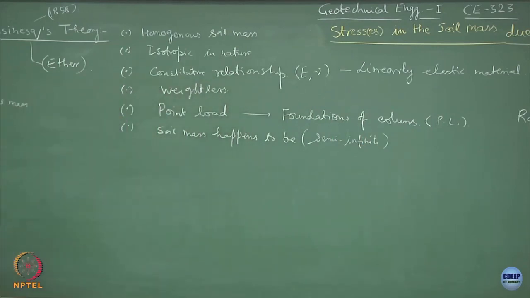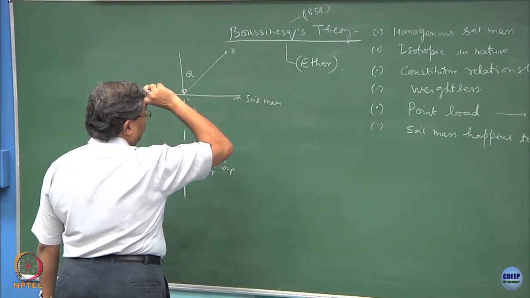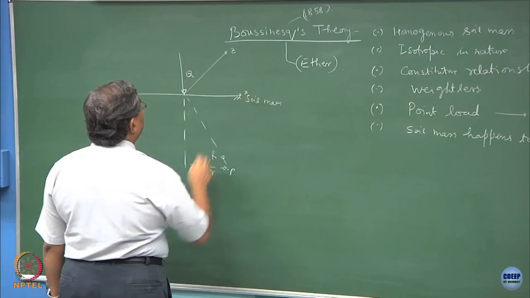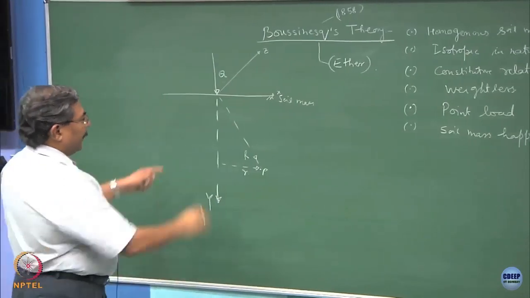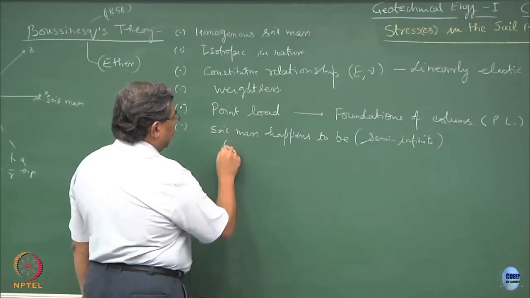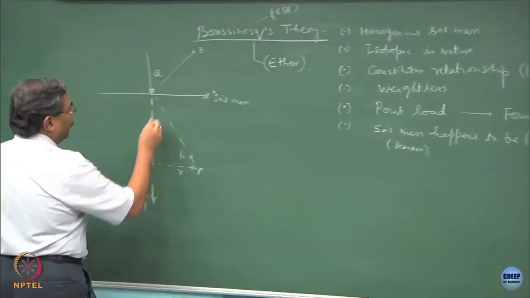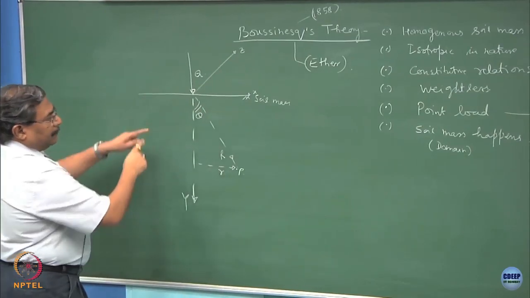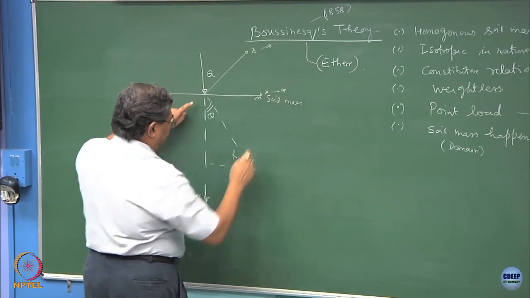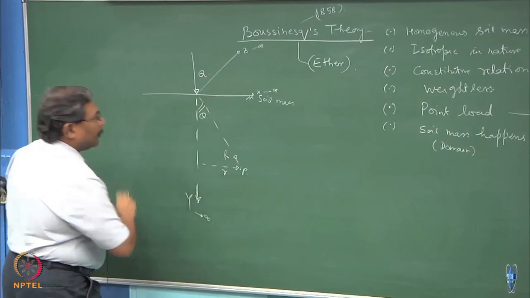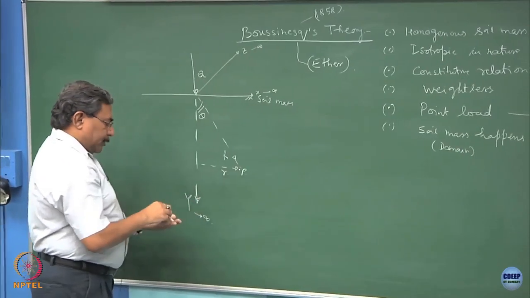Semi-infinite means if this is the direction of z, this is the direction of x, and if this is the direction y, we are considering the domain. So, soil mass is nothing but the domain in which we are doing the stress analysis. This happens to be, all right, semi-infinite. So, z is tending to infinity, x is tending to infinity, y is tending to infinity. So, this is a domain in which we are doing the stress analysis. What is the state of stress at point P?